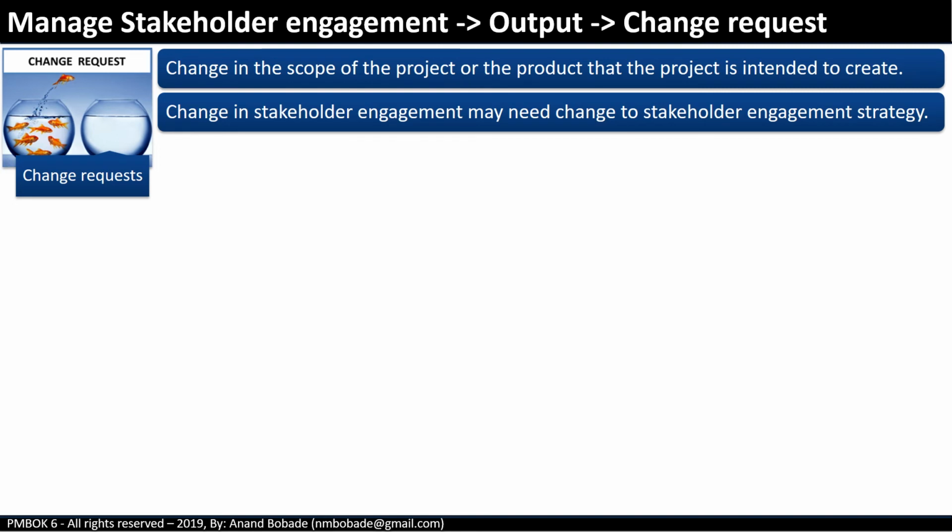Sometimes we have to change stakeholder engagement itself, as there is a request to receive information more frequently or maybe in a different form. All these changes are also considered as a change request and will get processed through the integrated change control process.